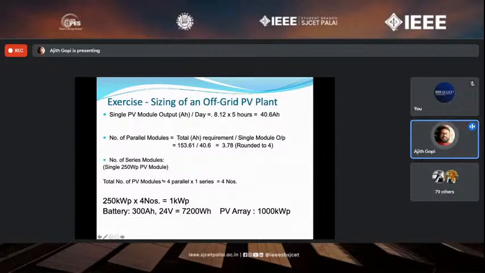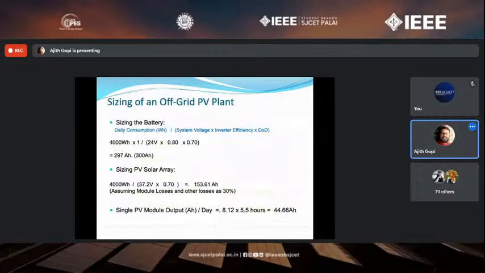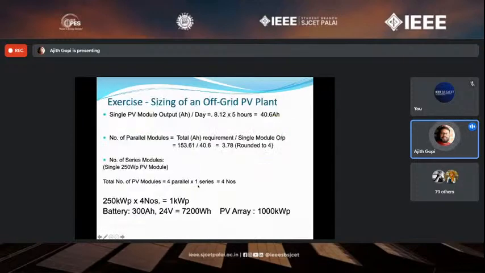I'm just calculating the number of parallel modules. The total ampere hour requirement was 153, and I divide it by a single module output. Why did I take 5 hours? Because 5.5 or 5 is the average peak sun hours in Kerala, right? It will be 3.5 if you take a site in Hamburg, Germany.